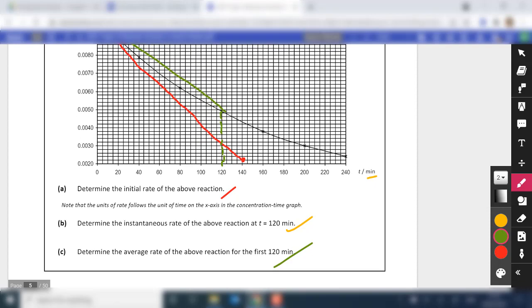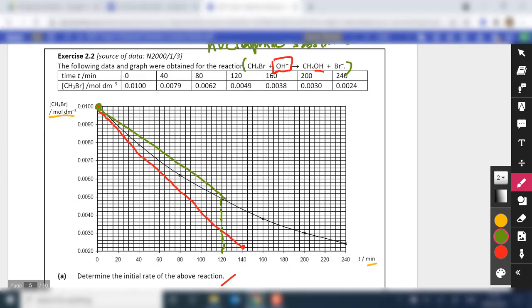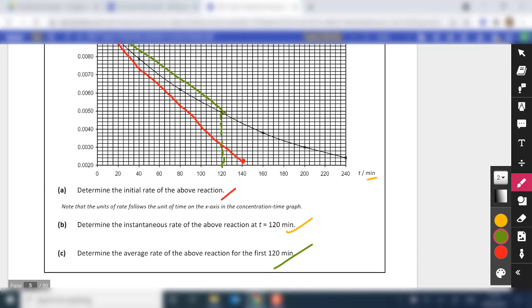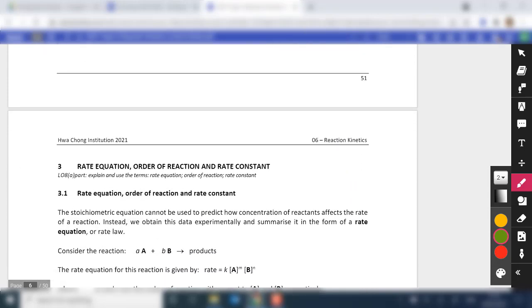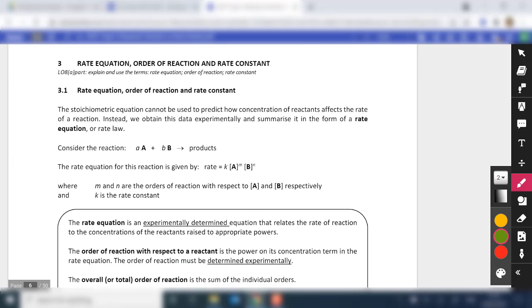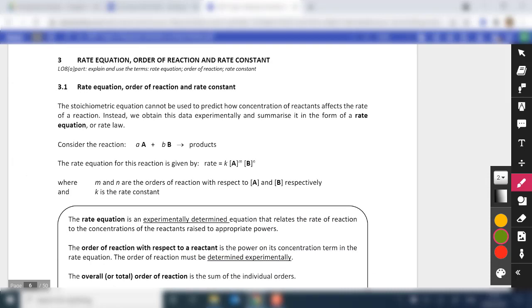So basically 2.2 is just a very simple exercise for you to test your understanding of the difference between initial rates, otherwise known as instantaneous rate at time equals zero, and instantaneous rate at any time, as well as average rate. Next we're going to move on to something a little bit more technical, which is on rate equations, order, and rate constant.